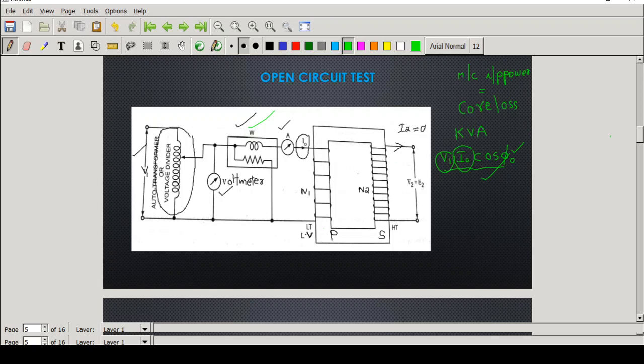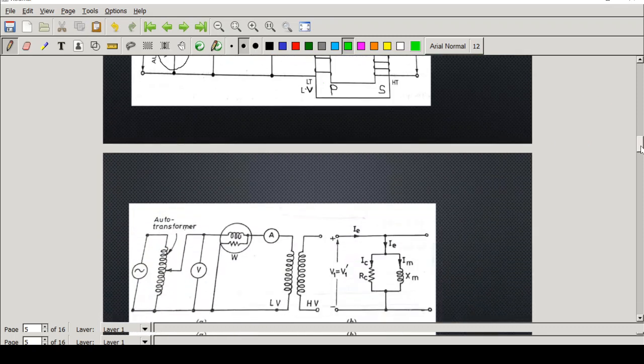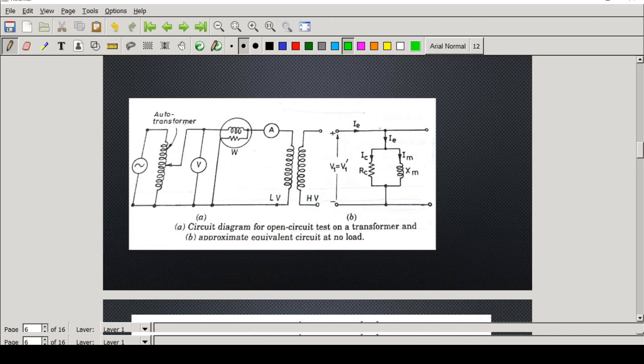So right now you understand that under the open circuit condition, whatever power we are giving to the transformer is used for supplying the core losses, and this core loss will be measured by the wattmeter. In this case we have to use a low power factor wattmeter because cos phi 0 will be very small. This is the same thing I have explained. Here we can see that the high voltage side is left open.